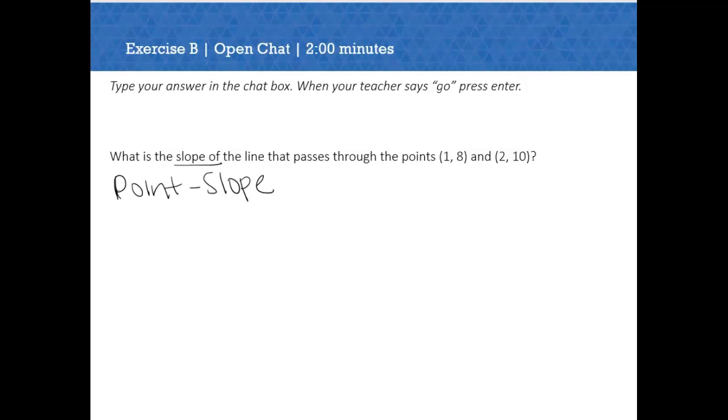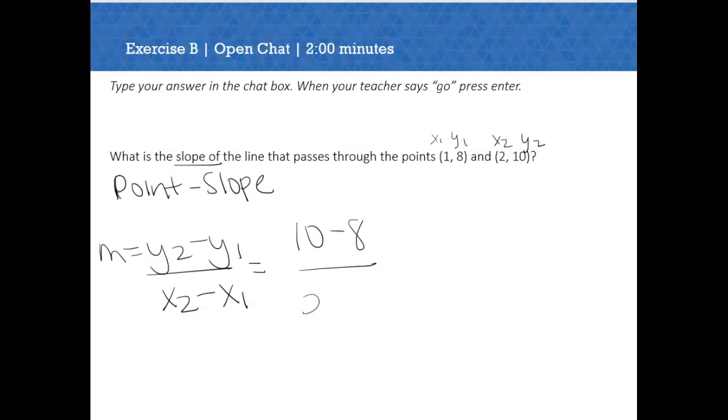So slope, remember, is y2 minus y1 over x2 minus x1. I like to use this one as x1, y1, and this one as x2, y2, just to keep it straight. So I'd have 10 minus 8 over 2 minus 1. So I get 2 over 1. And you can leave it as 2 over 1, or you can write it as 2. Either way is fine.